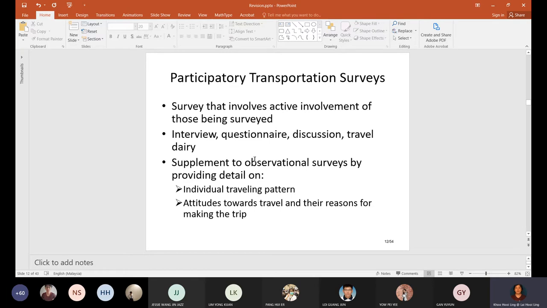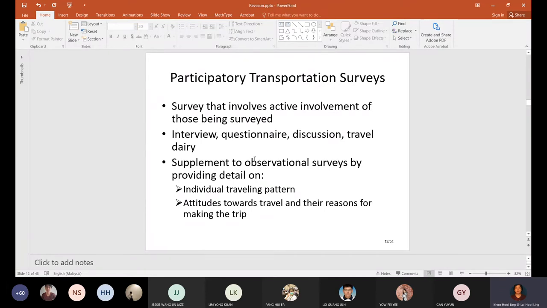Observational survey means that you do not involve the person or the vehicles that you want to survey. You just stand at the roadside quietly and observe the movement of the traffic. Then you count whatever you want to count. If you want to count the volume, you count. If you want to get the speed, you do it. So that is observational survey.